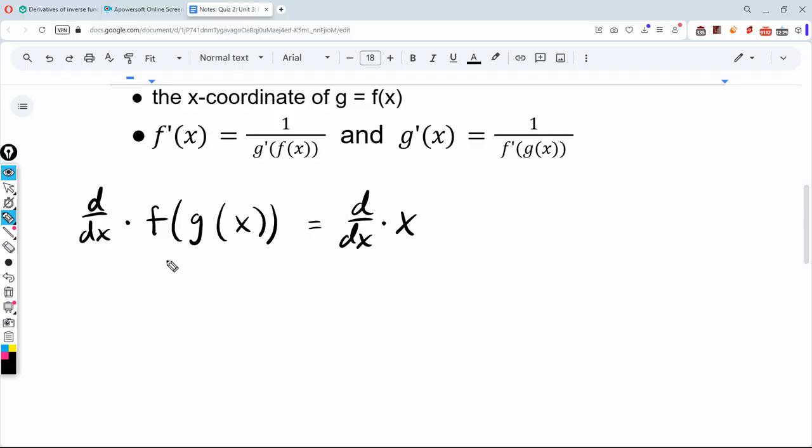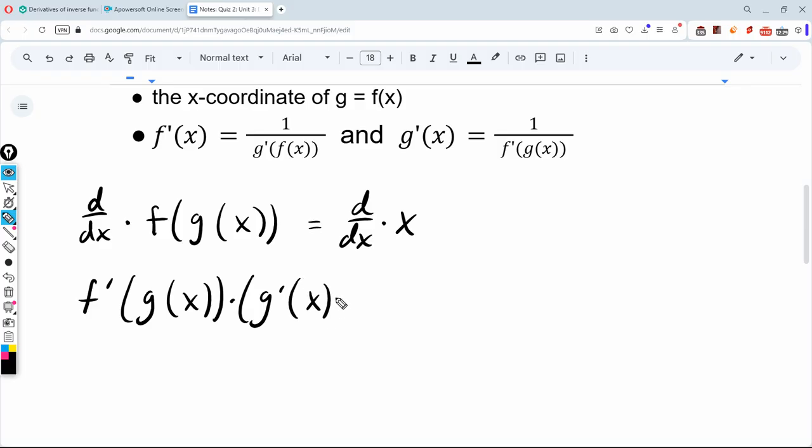All right, and remember, this is a composite function. So when you take the derivative of a composite function, it's the derivative of the outer function, leave the inner function alone, and then times the derivative of the inner function. And on the other side of the equal sign, the derivative of x is just 1.